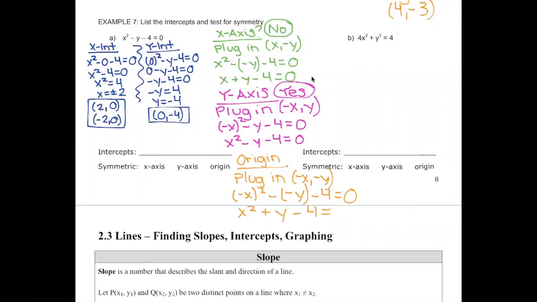So then I'm asking myself, is this equation exactly the same as this equation? And the answer is no. One is minus y and the other one is plus y. So this is not symmetric among the origin. So that's the work you need to show. Okay?